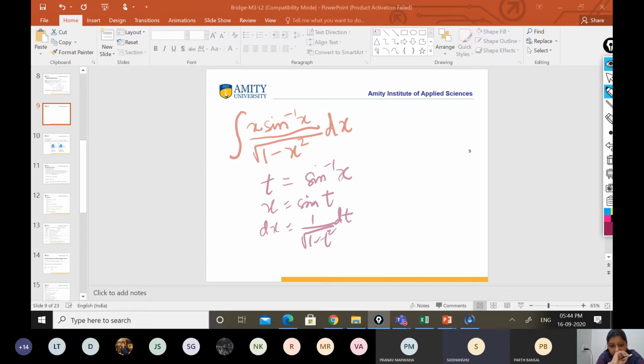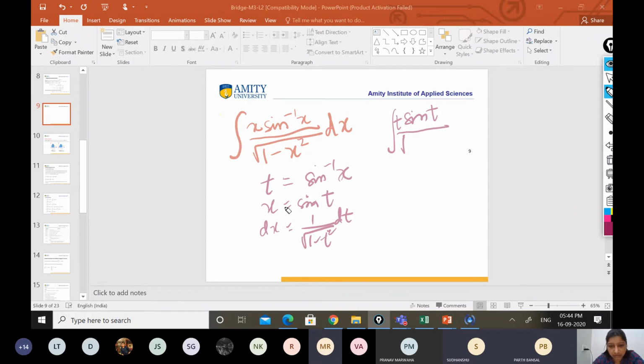Then, ma'am, I have taken t sin t, that means integration of t sin t dt. Okay, it reduces to the integral where in place of x you put sin t, and in place of sin inverse x you put t, and dt. Yes, ma'am. What about this 1 upon under root 1 minus x square? Ma'am, it will be under root. When we took the derivative of x, it will become cos t.